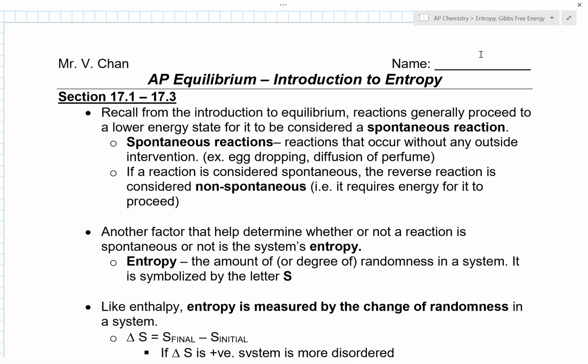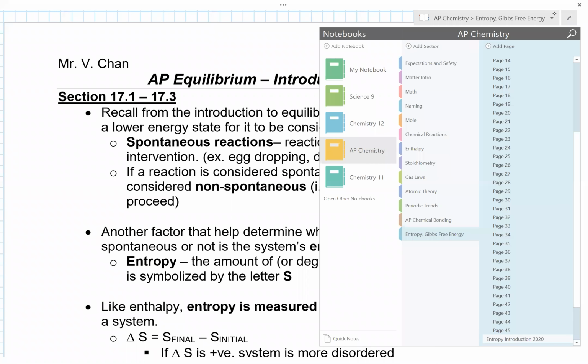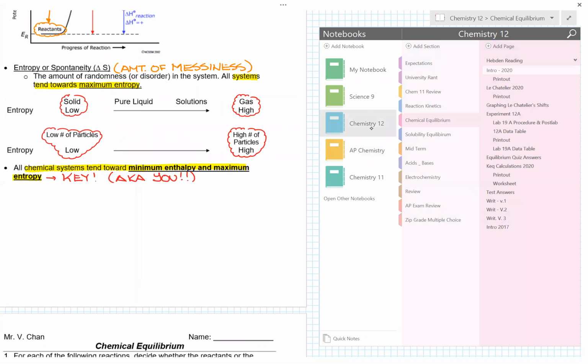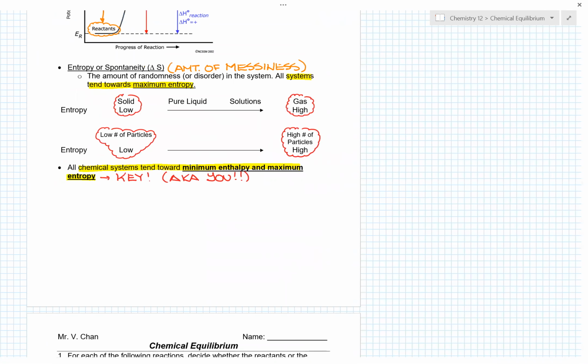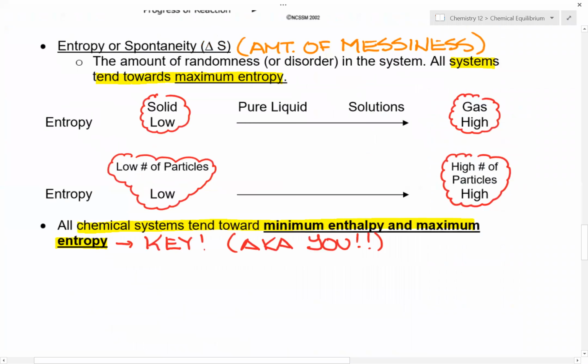And what I wanted to do today was expand a little bit on equilibrium, talking about enthalpy and entropy. Remember when we did equilibrium, right at the very beginning, we talked about how chemical systems tended toward minimum enthalpy and maximum entropy. So today I wanted to focus on entropy a little bit, and then how enthalpy and entropy are related.